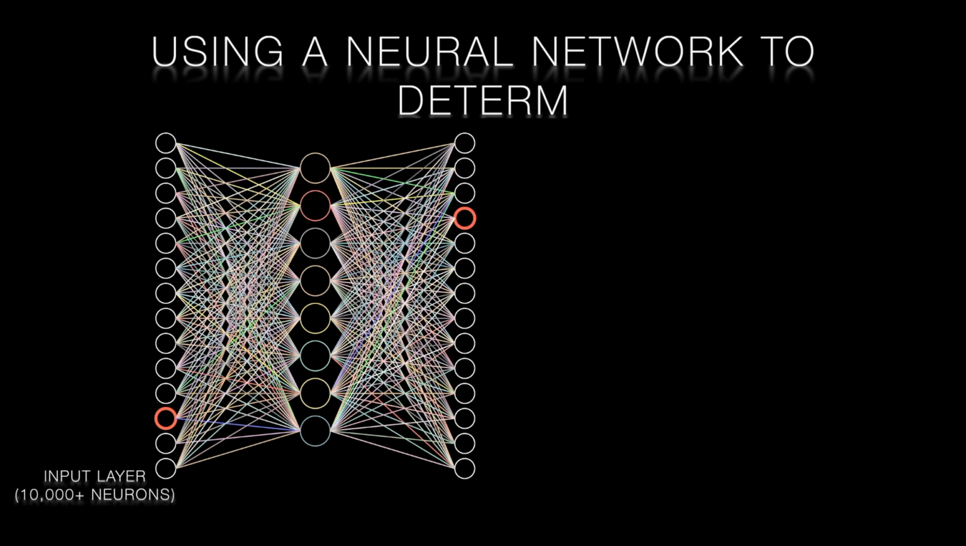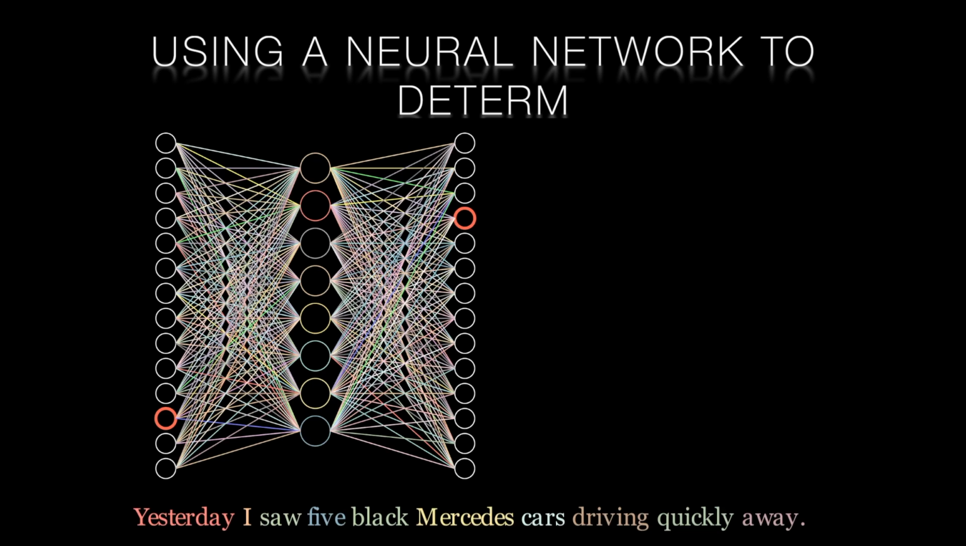We have an input layer and an output layer that have as many neurons as we have words in our vocabulary. For a large language model, this will be tens of thousands. Our hidden layer will be much smaller, typically a few hundred neurons. To train it, we'll take an input word from our sentence. Let's say in this case it's Mercedes, and we want it to predict the next word, which is cars.